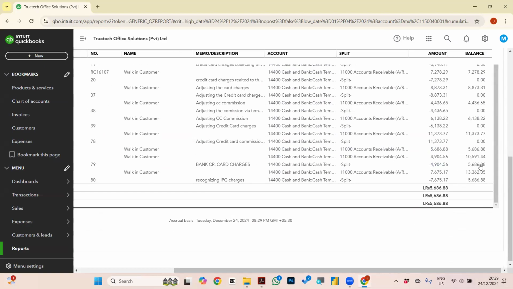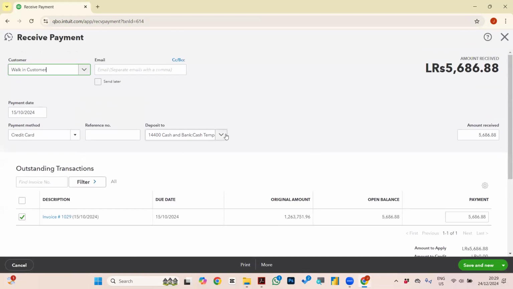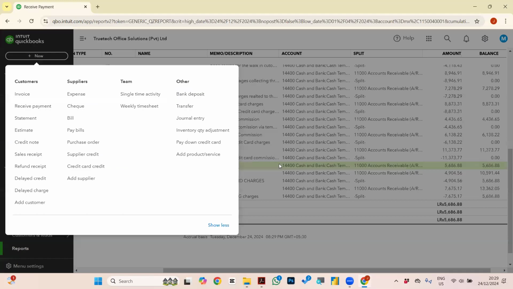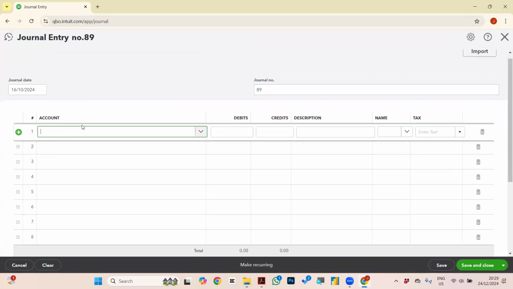See, 5686. We put it under temporary account, but we didn't take it off from the temporary account. We closed the receivable through the temporary account, but we did not pass an entry on 15th of October. So I'm going to pass an entry. So this is how you find your mistake. Whenever you go through this, you will find your mistakes.